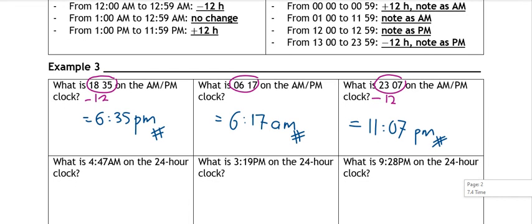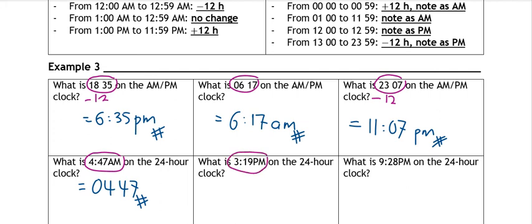Now let's have a look at the next one, which is about how to convert AM PM to the 24-hour clock. For the first one, this is AM. When you want to convert from 1 a.m. to 12:59 a.m., basically there's no change. You just put a 0 before the 4, so 04 and then 47. So this is the 24-hour notation for 4:47 a.m.